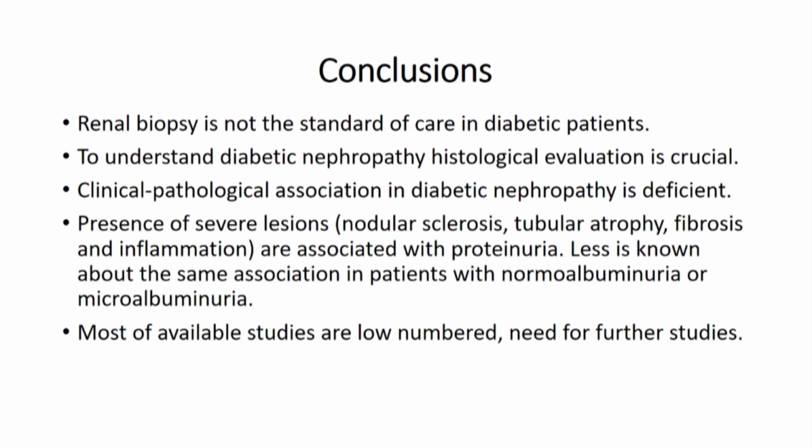The fact is that most of the available studies published before have low numbers regarding the number of glomeruli and other structures, so 20, 30 glomeruli per person. That's why careful further discussion and research are needed. Next slide.